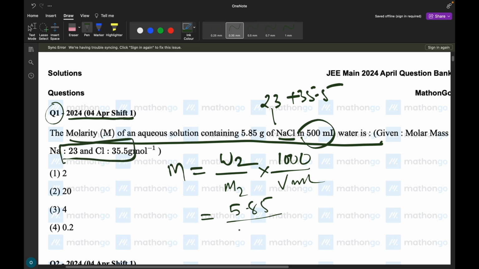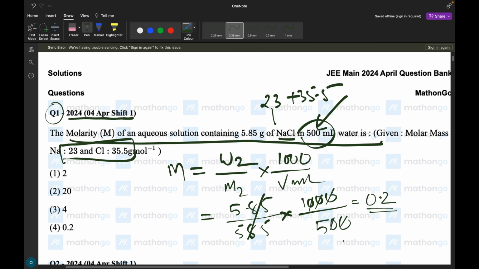So which is also 58.5 into 1000 by what is the volume of the solution? 500. Correct? So this zero cancels, and these two zeros also cancel. So this will be 0.2 molar.